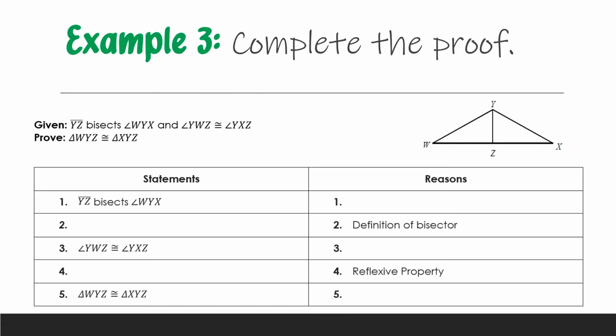In this proof, we are told that YZ bisects angle WYX. That is our first given. And if angle WYX is bisected, then we know that angle WYZ is congruent to angle XYZ because that is the definition of a bisector.